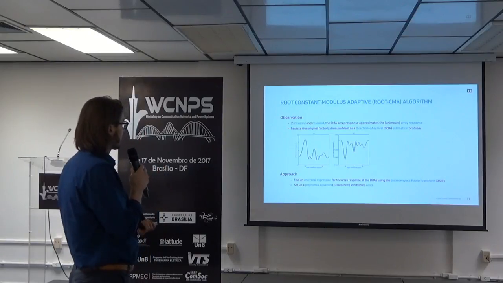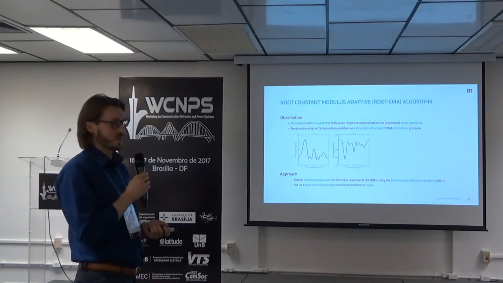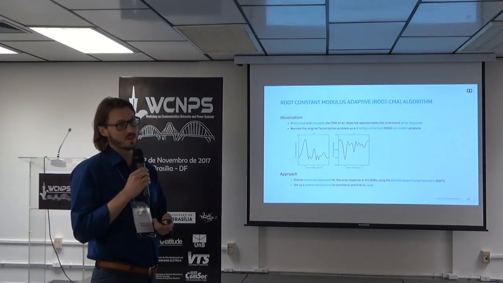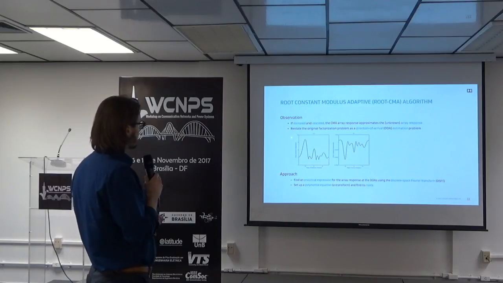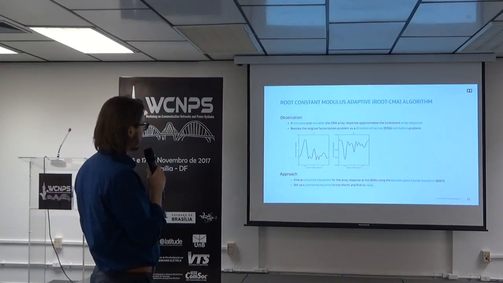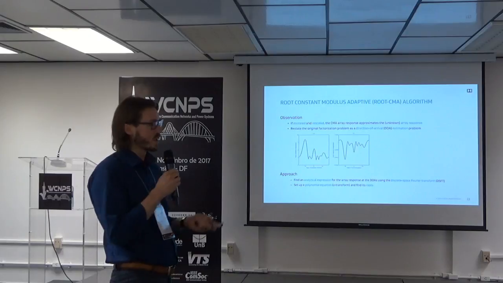What follows is concerned with finding an analytical expression for this array response using the discrete space Fourier transform, because of the resemblance of the Vandermonde array response matrix to a Fourier transform. Once we can describe this polynomial, we want to find some constraint for where these modes are, and then we basically try to solve a polynomial equation by finding the roots. But you will see in the following.